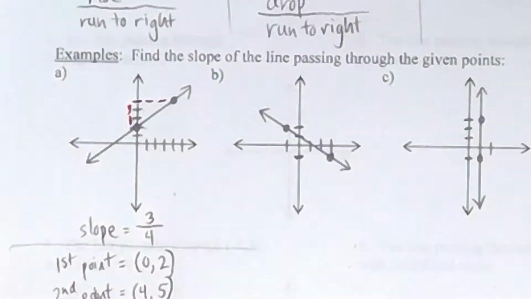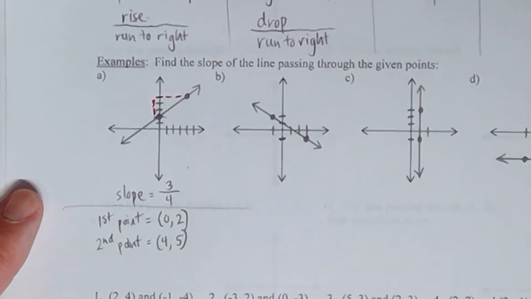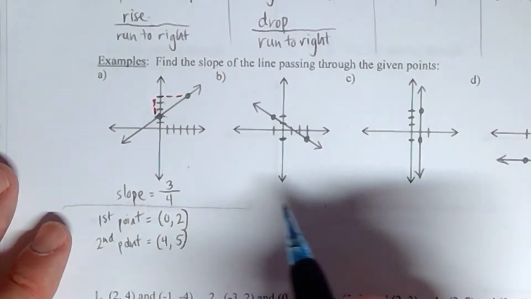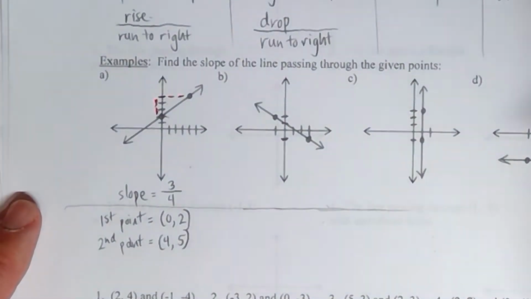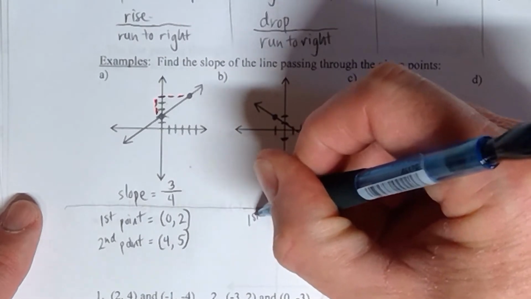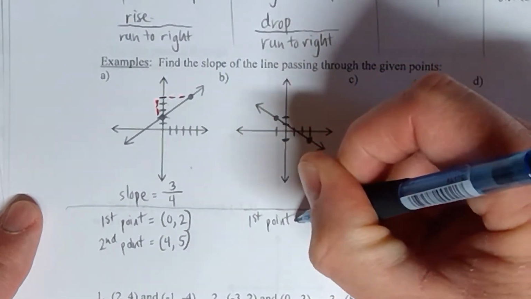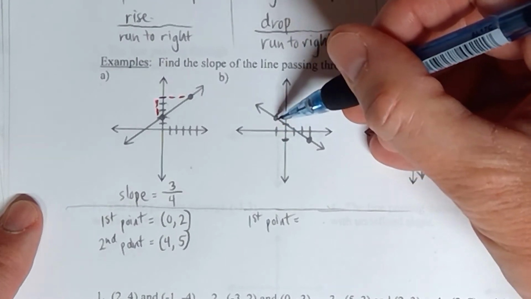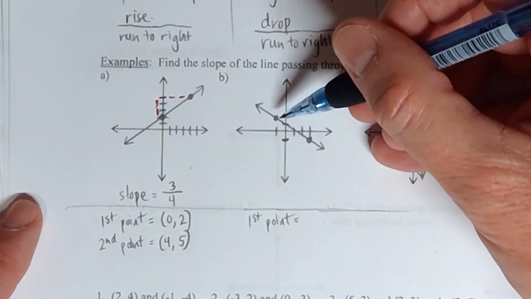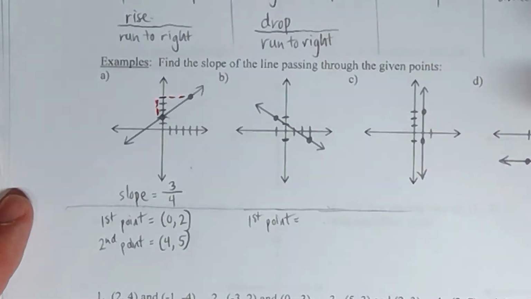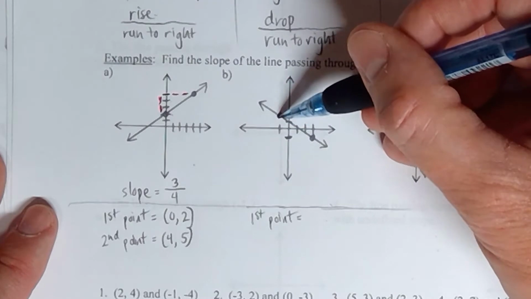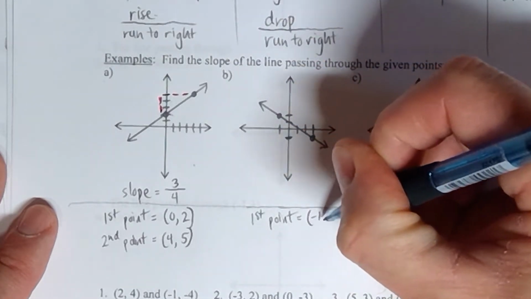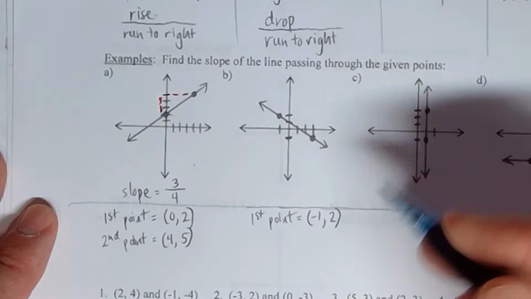Let's do that again on the next one, and then I'll show you the alternate way of computing these slopes, because sometimes it's easier to do it the other way. You can see here that the first point in the next problem is the one that's on the left. Always start at the left when you're doing this thing where you rise and run or drop and run. That is (-1, 2): -1 for the x, 2 for the y.